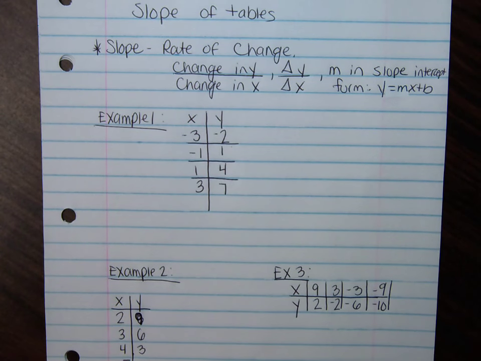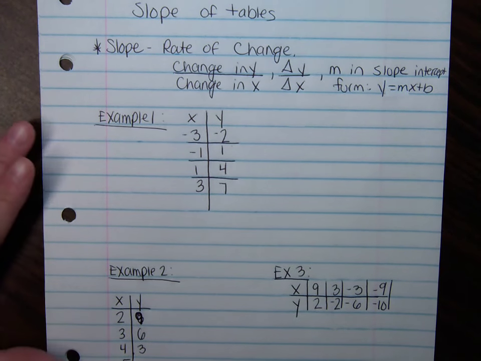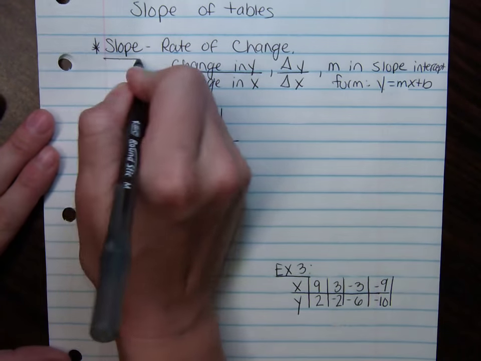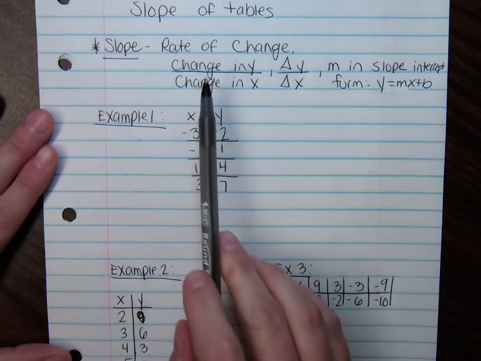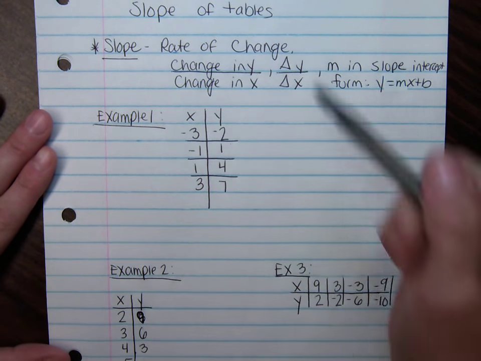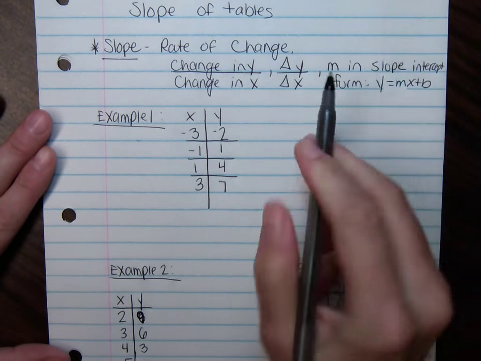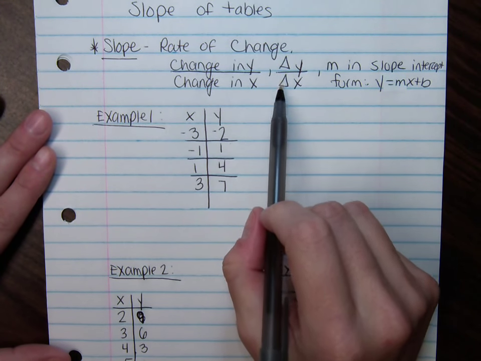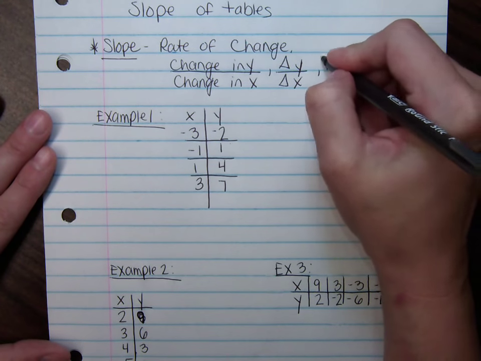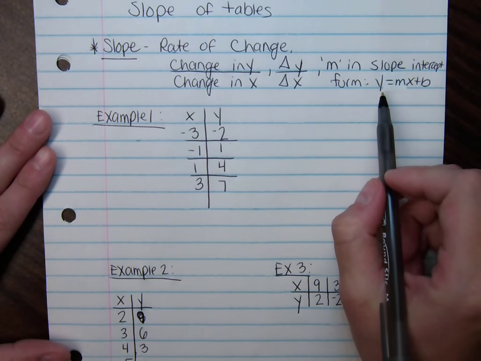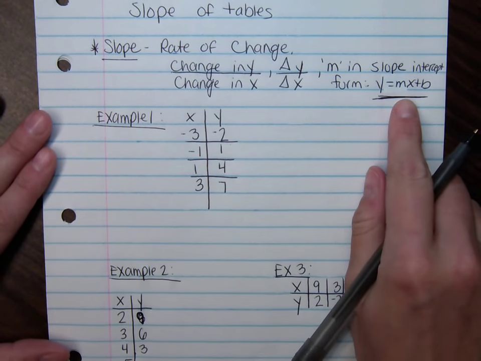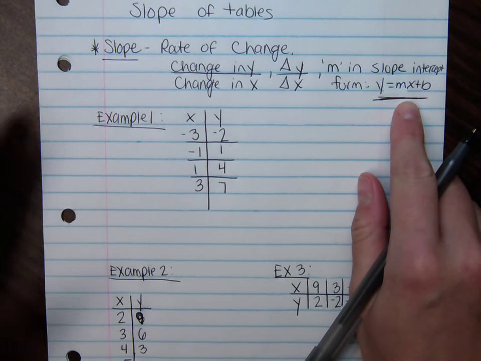So we are going to go over the notes for finding the slope of tables. We need to keep in mind that slope is the rate of change, which is the change in y over the change in x. Your algebra teachers will probably write it a lot like this, as well as me, change in y over change in x. And we also need to know that slope is the m in our slope-intercept form, and slope-intercept form is y equals mx plus b. This is a huge thing that you guys need to remember.